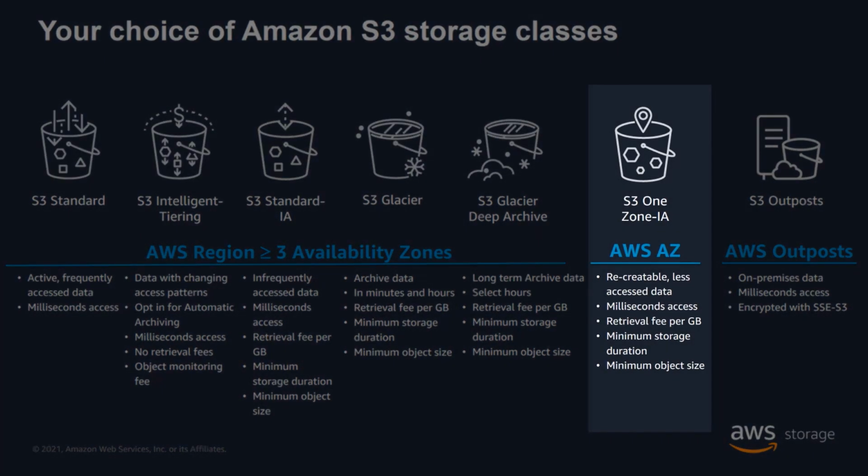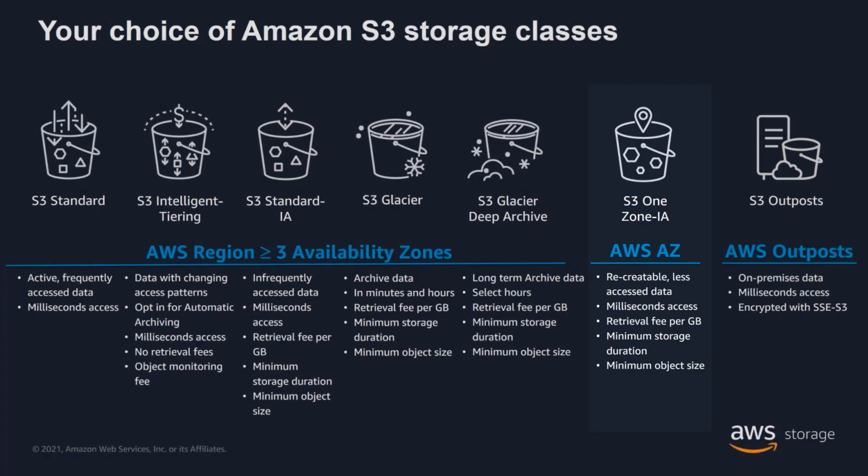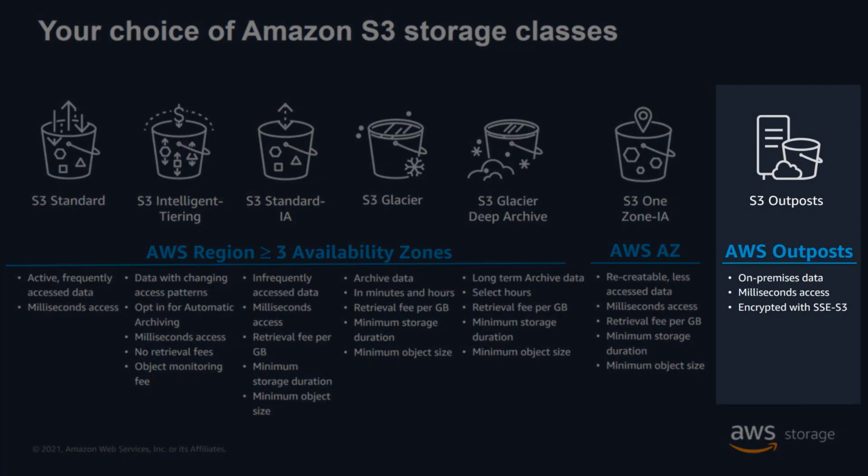S3 One-Zone Infrequent Access is near identical to S3 Standard Infrequent Access. However, while other storage classes store data in a minimum of 3 availability zones, S3 One-Zone IA only stores data in a single availability zone. This can save money for storing secondary backup copies of data or data that can be easily recreated. Finally, Amazon S3 on Outposts delivers object storage to your on-premises AWS Outposts environment to meet local data processing and data residency needs.